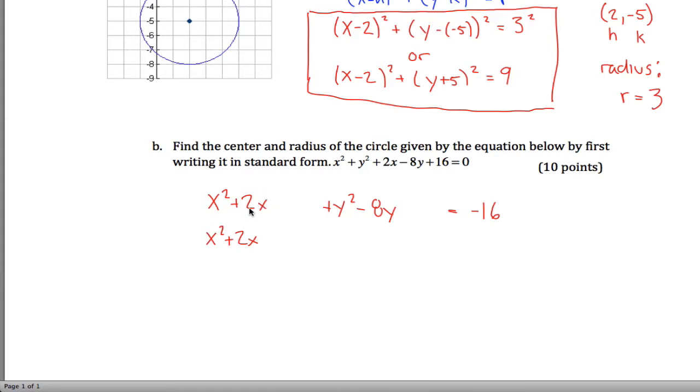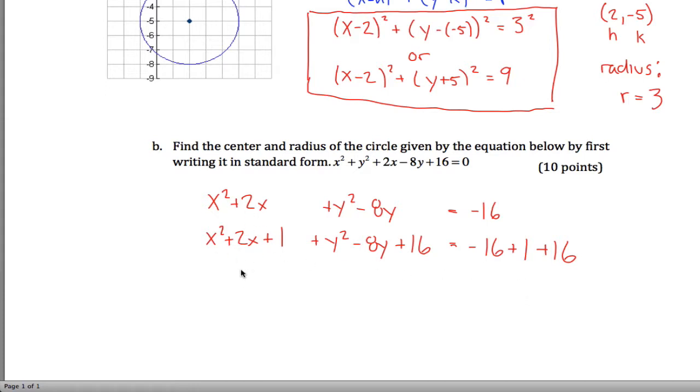I want to add b over 2 squared to both sides of the equation. So b is 2. b divided by 2 is 1. 1 squared is what I'm going to add to both sides of the equation. And if I do that same thing over here, b is negative 8. Negative 8 divided by 2 is negative 4. Negative 4 squared is positive 16. So I'll add 16 to both sides of the equation.